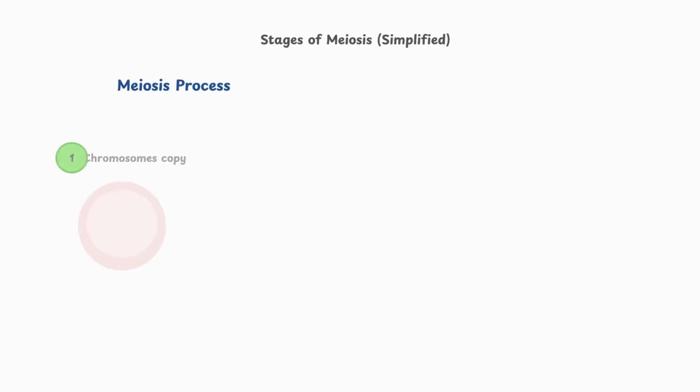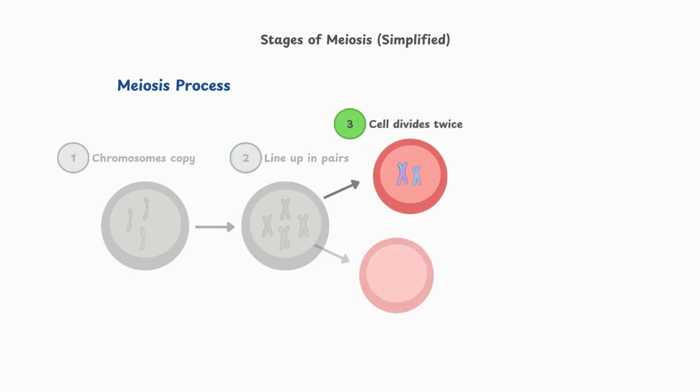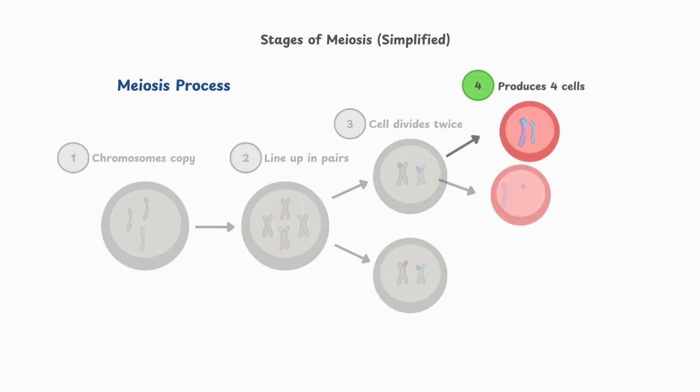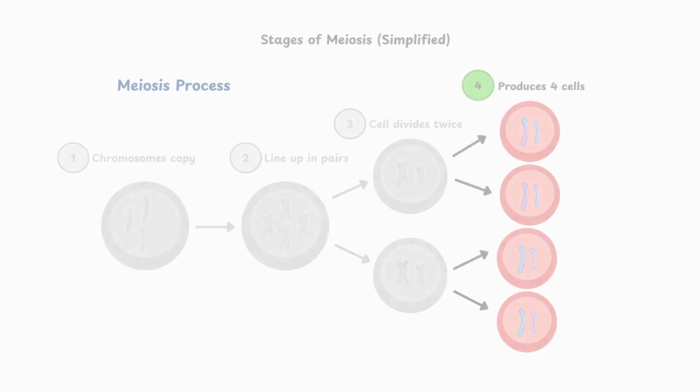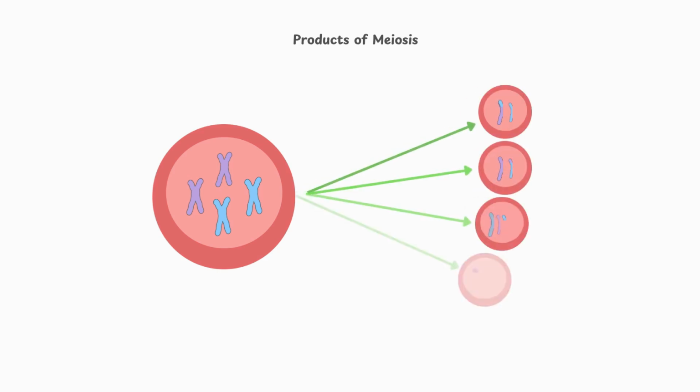Meiosis begins with chromosomes copying themselves. They line up in pairs and then the cell divides twice. By the end, 4 haploid cells are produced. Meiosis is crucial for producing gametes and maintaining the correct chromosome number. It also promotes genetic variation by mixing chromosomes from both parents.